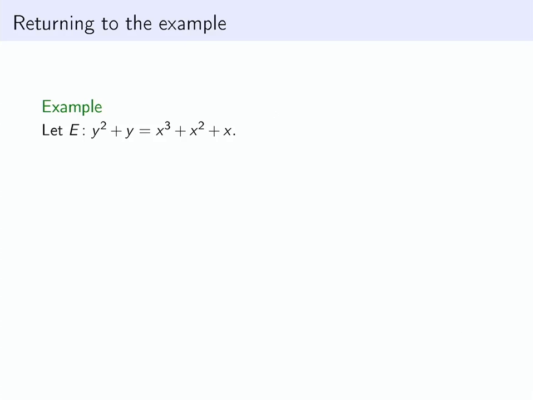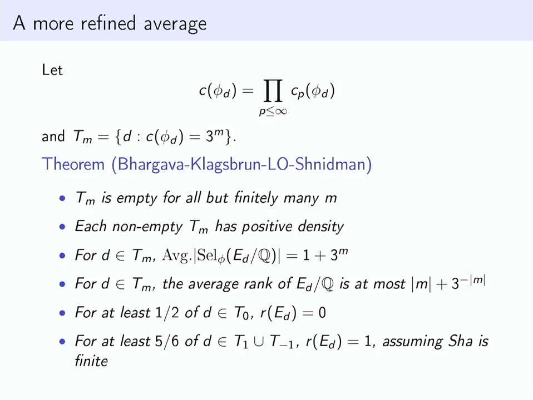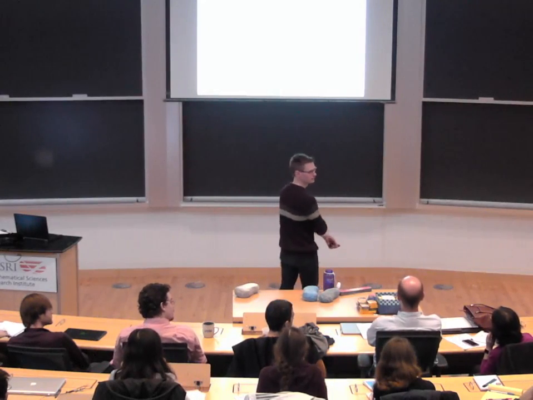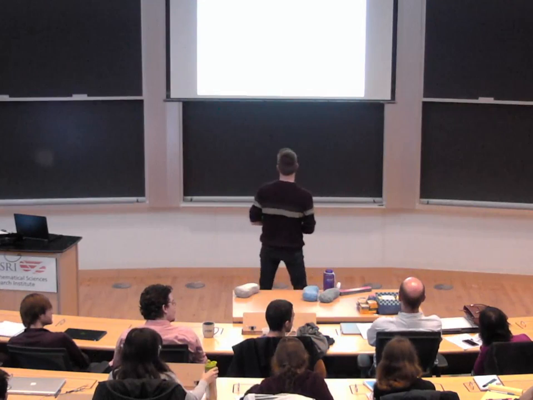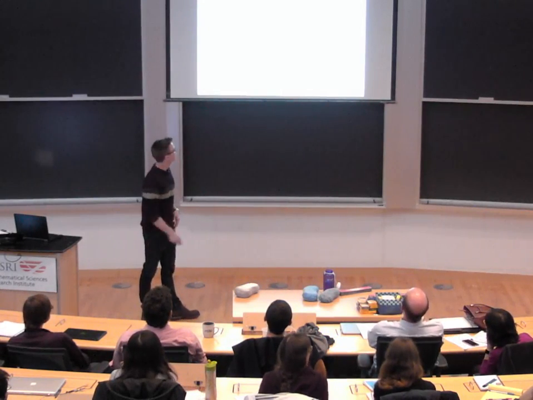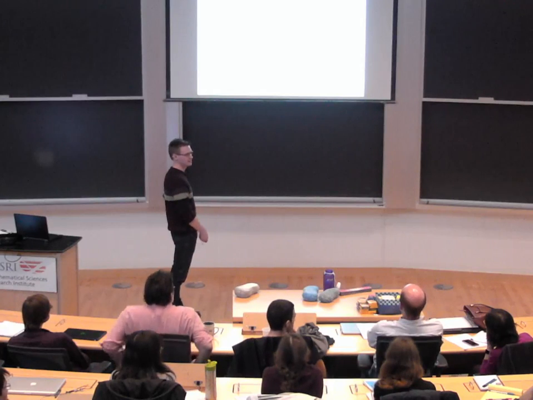Let's return to our example. Did you want that slide up for a little bit longer? I just think it's funny that you express things in terms of the average rank when you're showing that something that's much bigger, like the rank, has an average. That's much more impressive somehow. Right, the fact that the size of the Selmer group has an average.